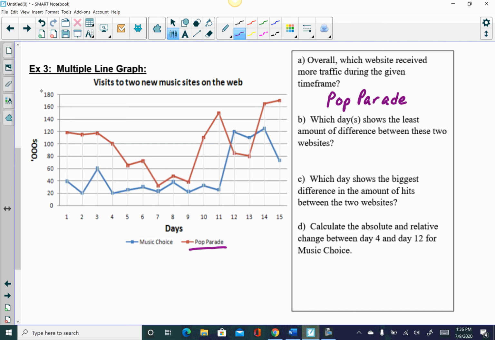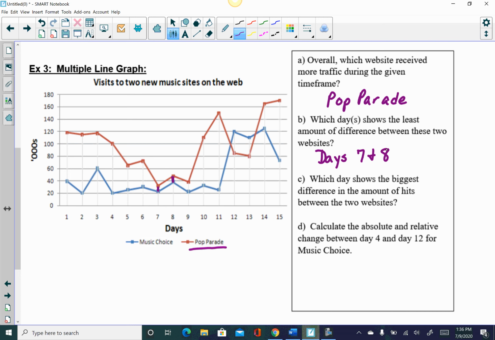Part B wants to know which day or days show the least amount of difference between these 2 websites. What you're looking at is the gap between the 2. You can really just sort of eyeball this. We can see that day 7 and 8 is very small. Likewise, day 8 is very small, but day 9 starts to get larger. Those 2 days look pretty much to be about the same difference. So I would say days 7 and 8 show the least amount of difference between the 2 websites.